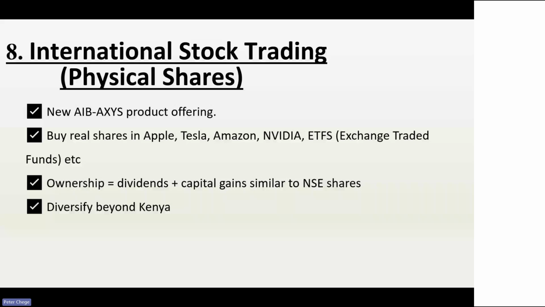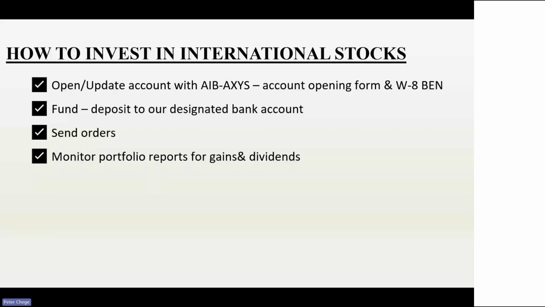So the next slide, now you want to invest in international stocks. What do you need? You don't need to go through the hassle of opening an account and waiting. You just open the normal way you open an account with the AIB-AXYS. You can go to our DJ Trader or app, open accounts, but remember to update that account by filling in our account opening form and the W8BEN form. Then you attach the requirements for your KYC. On our account opening form at the end, they are listed. They are not that many. Once your account is updated, it's now ready to start trading in international market.